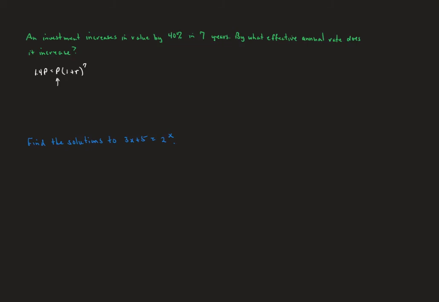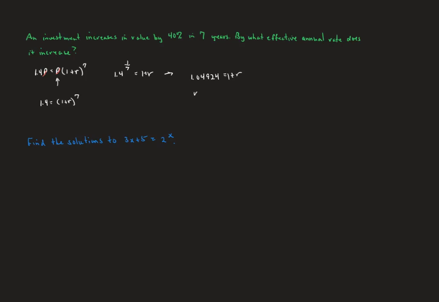So we're going to try to solve this for R. It turns out that it doesn't really matter what we started with because that's going to divide out. So we'll get 1.4 is equal to 1 plus R to the 7th. We will raise both sides to the 1/7 power. If I put in 1.4 raised to the 1 divided by 7 power on my calculator, I'm getting 1.04924 is our 1 plus R.